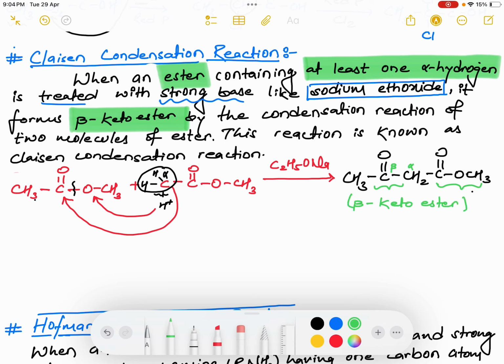Okay, so this reaction is only possible when you have an ester having alpha hydrogen, which is treated with sodium methoxide or a strong base, it forms beta keto ester, and this reaction is known as Claisen condensation reaction. Okay, let me take one more example of this, or I'll give you a question, you people kindly try it out.